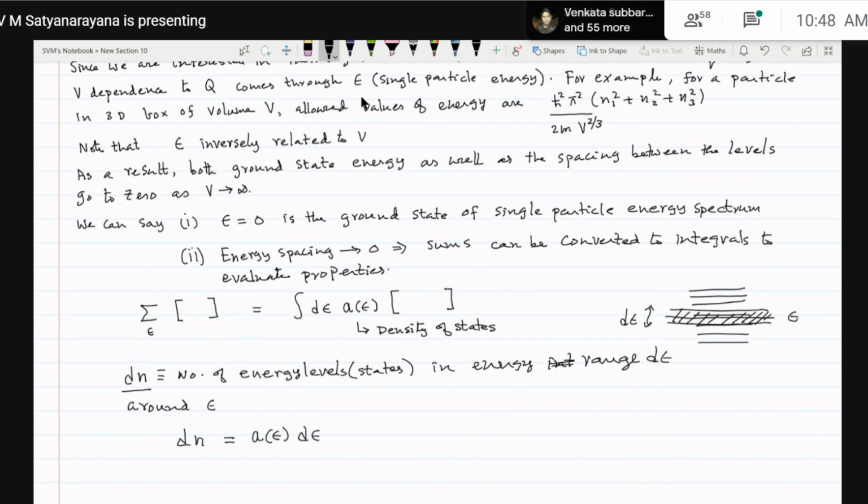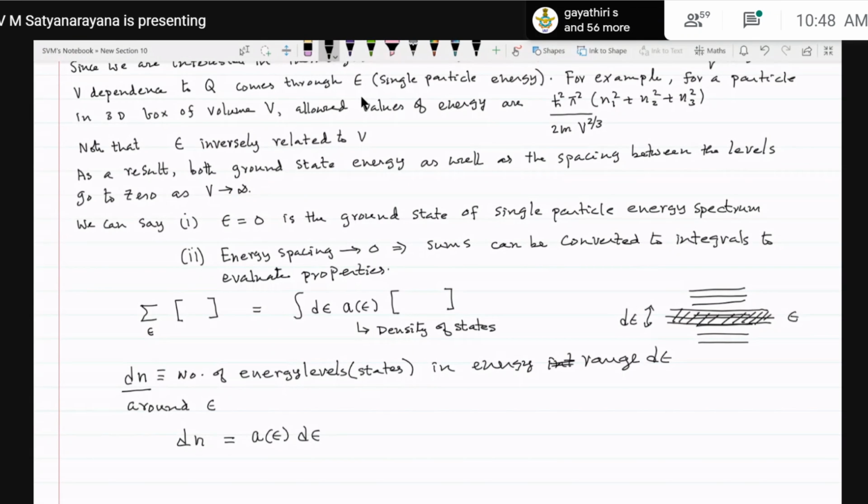Okay, so that is what is called density of states. Like you know that if you take something like a hydrogen atom, initially the ground state and first excited state, the spacing is more. As n is increasing, the levels become more and more crowded. So your A of epsilon will actually increase.